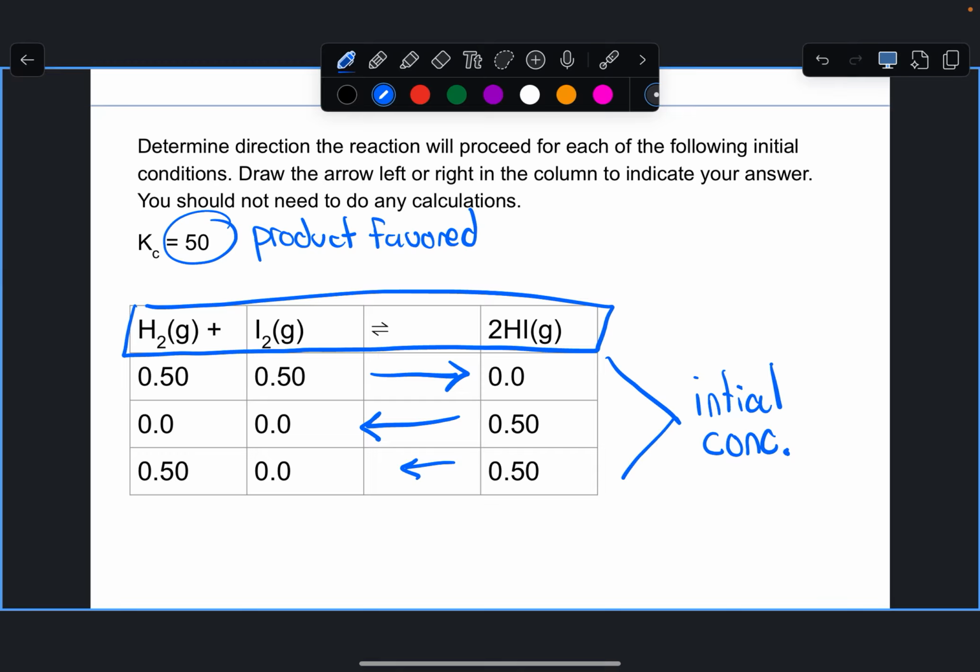Just like if we have a really small one, like 10 to the -9th, there's still a little bit of product and lots of reactant left over, okay? We can't ignore those small amounts because they do have an effect sometimes.